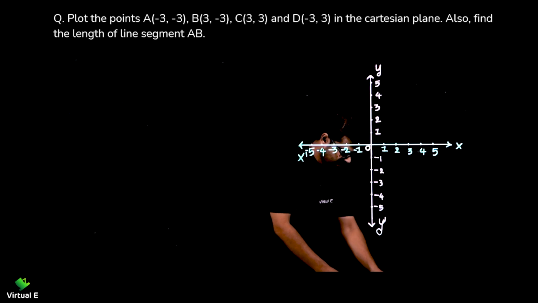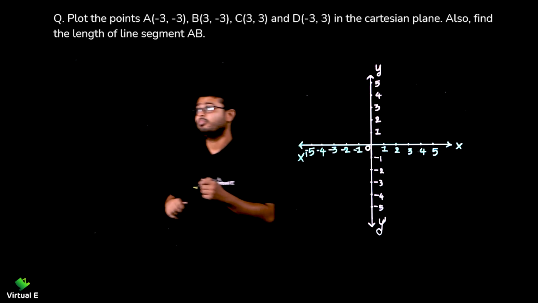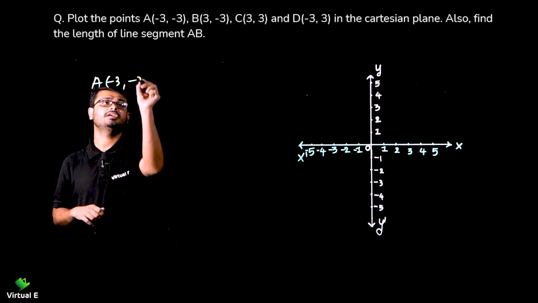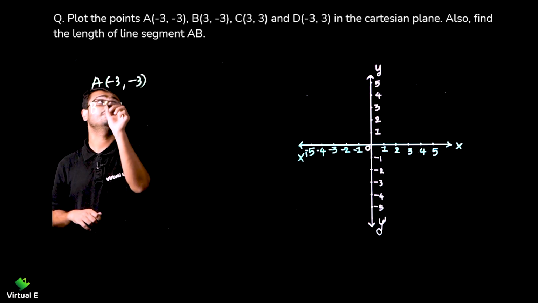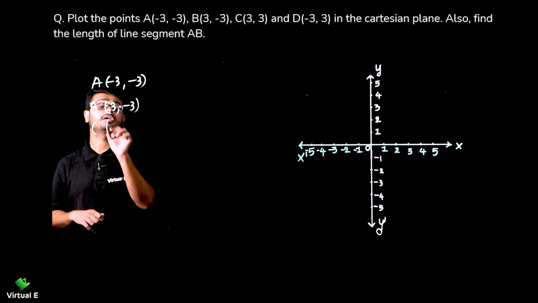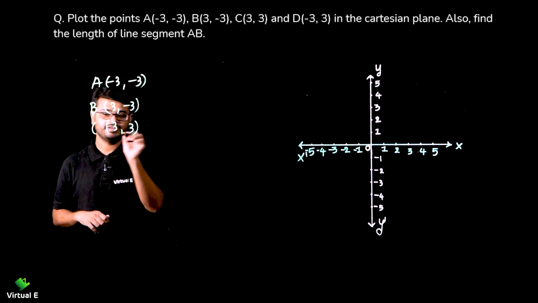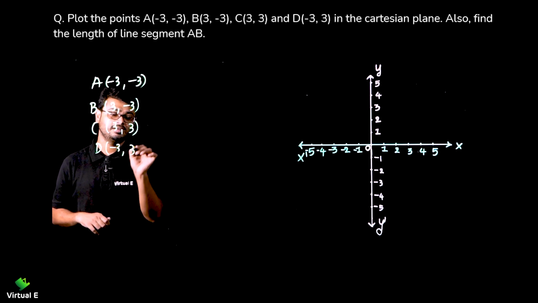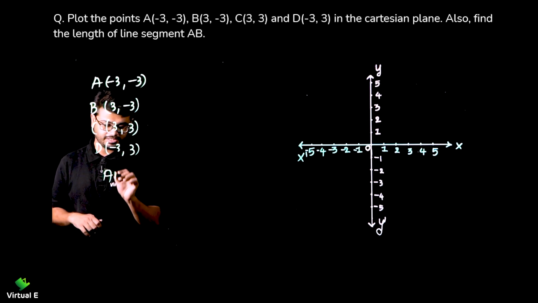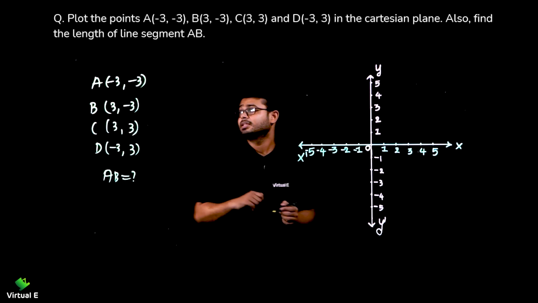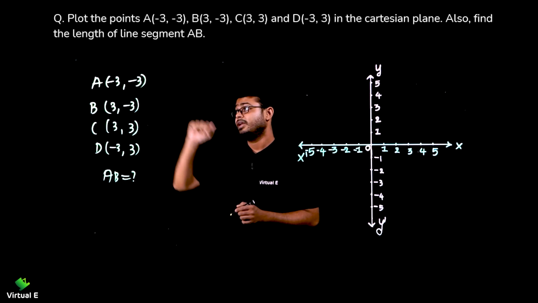Okay, so let's start. First of all, let's write the points. So point A is (-3, -3), point B is (3, -3), C is both positive, (3, 3), and D is (-3, 3), and we need to find the length of AB. First of all, let's start with the plot. Minus 3 and minus 3.